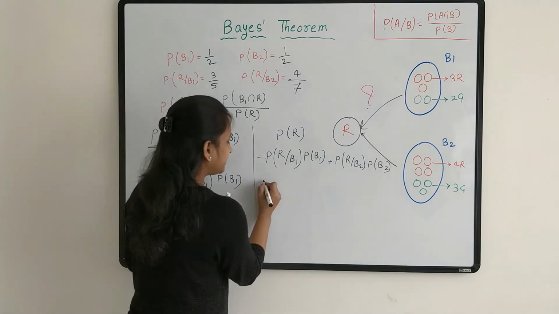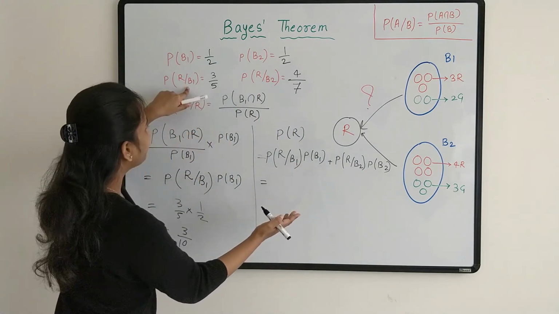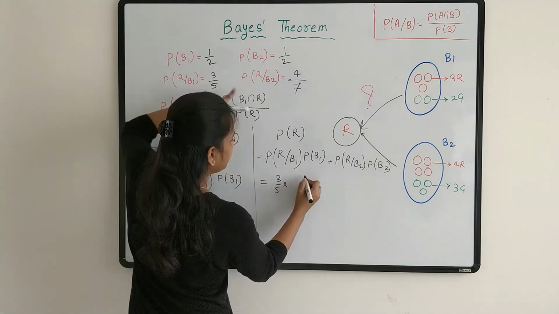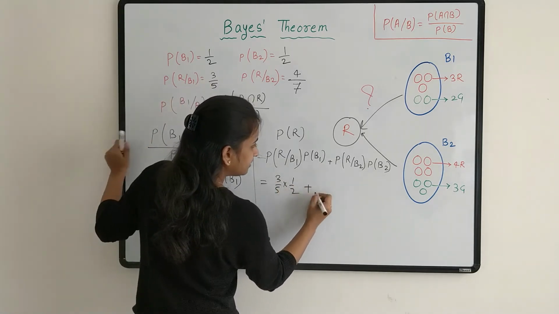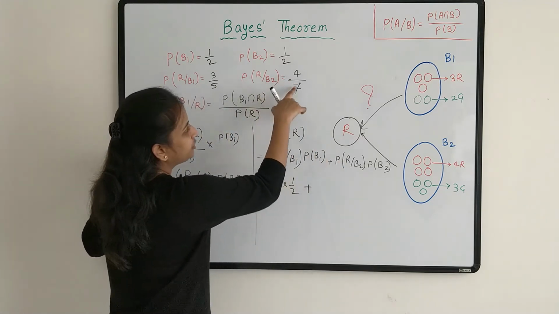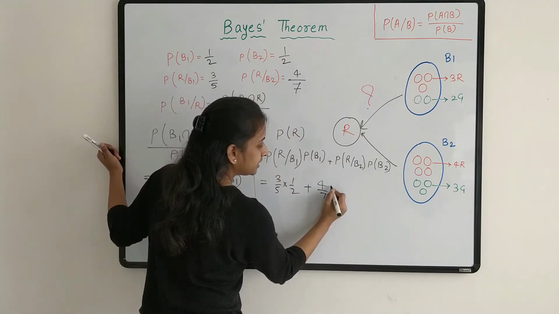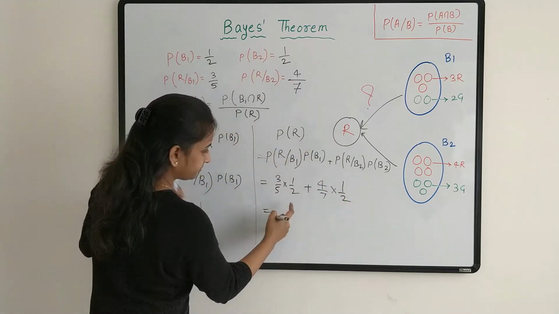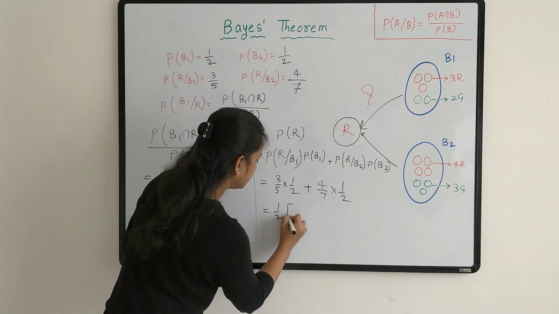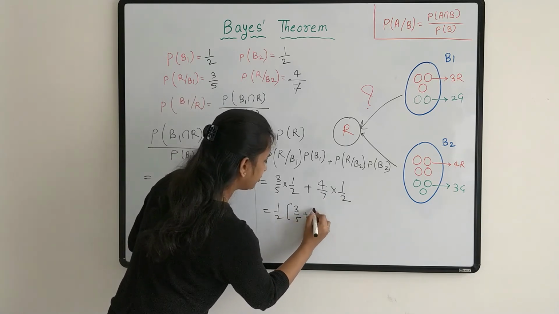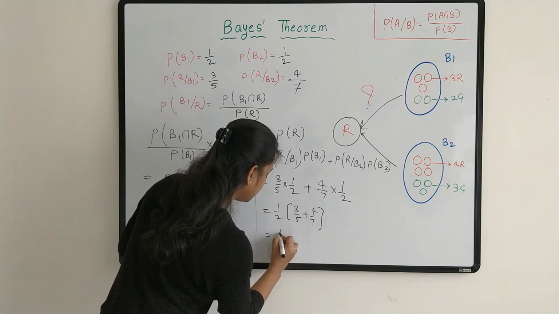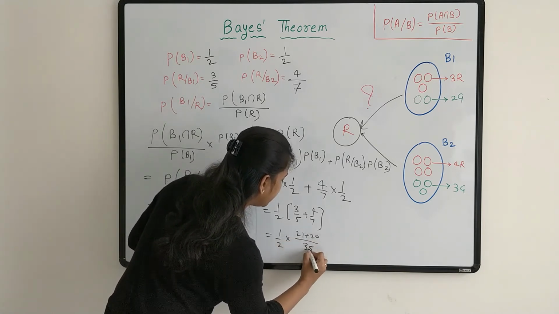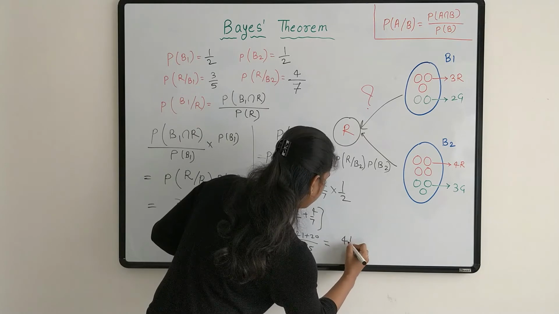Now this we have already seen. Probability of red ball from bag 1 is 3 by 5 into probability of bag 1 is half, plus probability of red ball from bag 2 is 4 by 7 into probability of bag 2 is half. Half is common, so this is half into (3 by 5 plus 4 by 7), which is nothing but half into (21 plus 20) by 35, which equals 41 by 70.